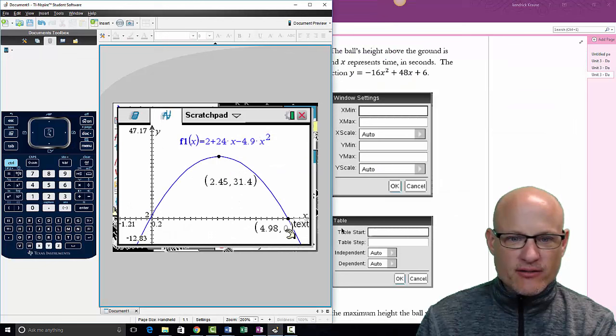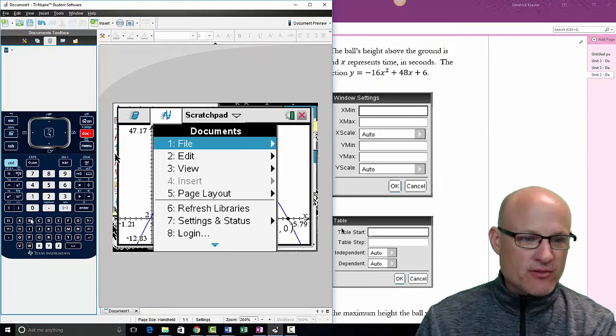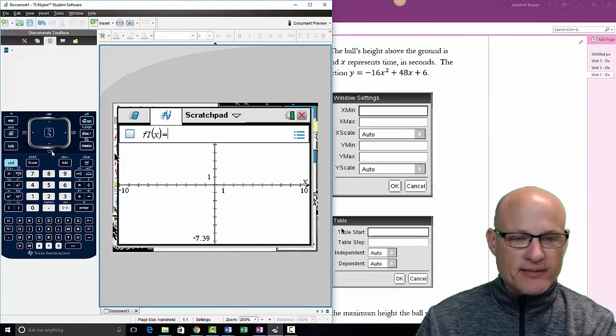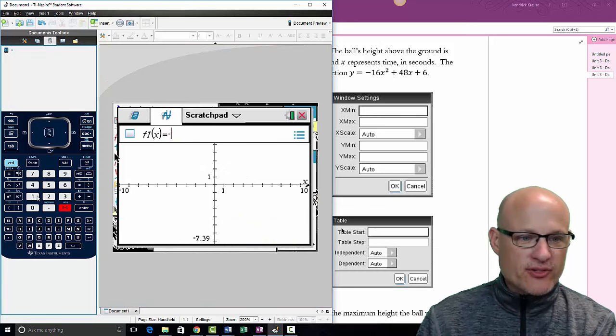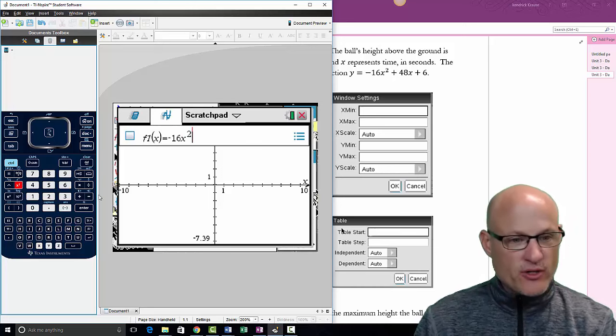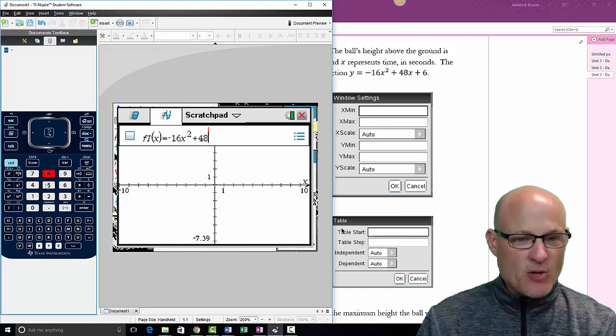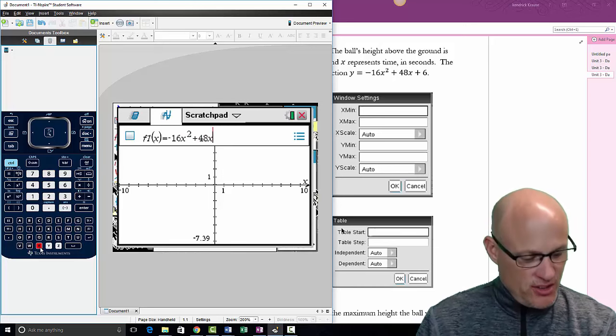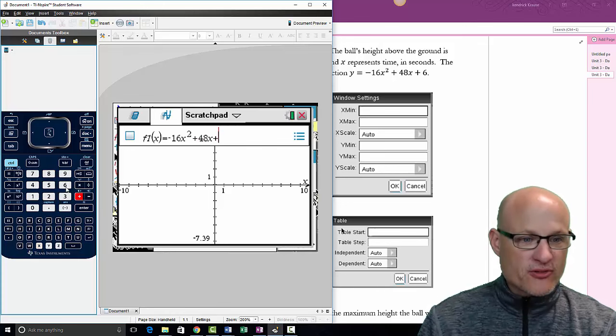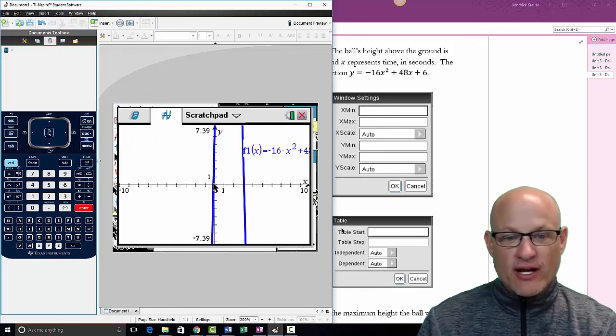I don't know where my calculator is. There it is. Let's go back in. Negative 16x squared plus 48x plus 6. I hope you're not just watching me do this, because first of all, it's creepy, and second of all, you should be trying this on your own.